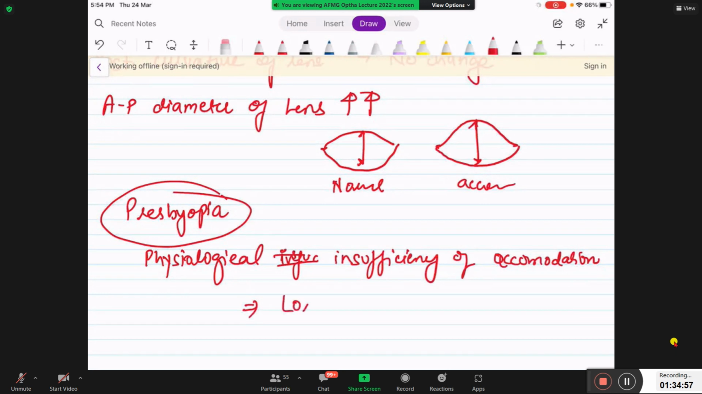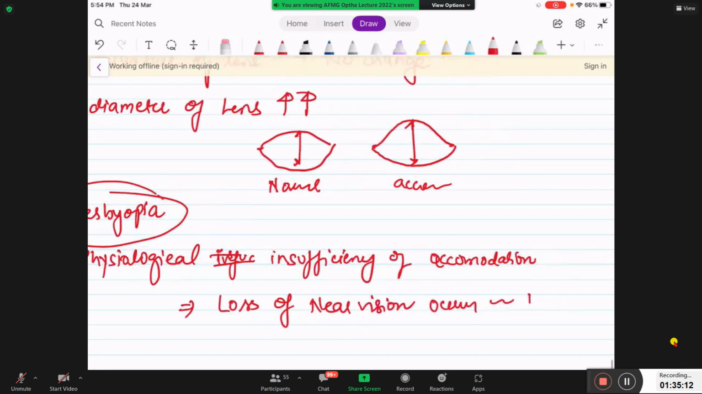At the age of 40, there will be loss of near vision, obviously, because accommodation takes place for near vision only. So loss of near vision will take place. It occurs around which age? Around 40 years of age. Whenever you reach 40, there will be a physiological insufficiency of accommodation. The patient will have difficulty focusing on near objects. If the patient wants to read a newspaper, they will not be able to read it.